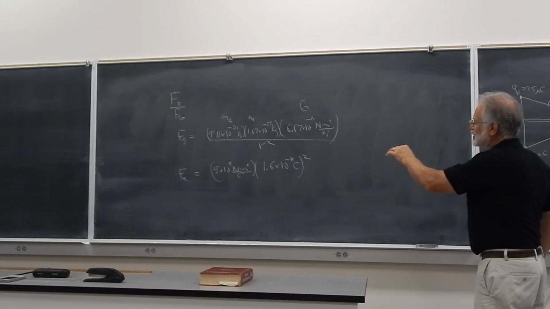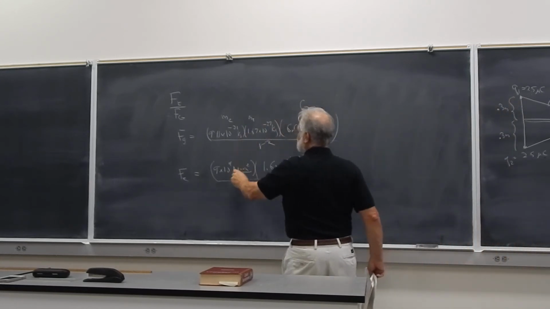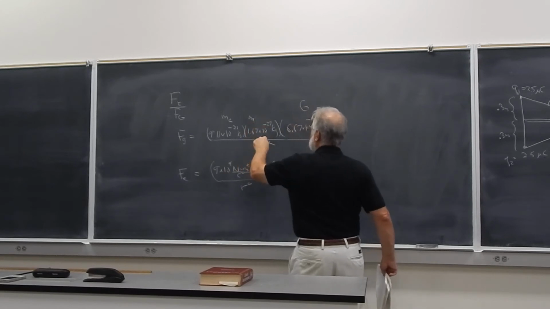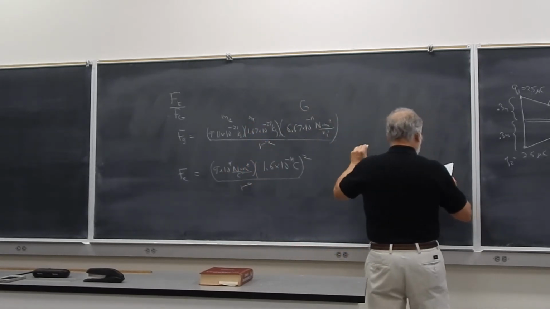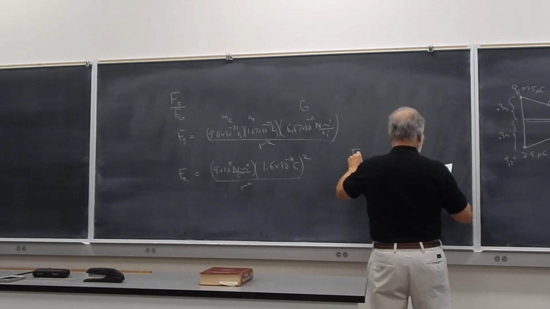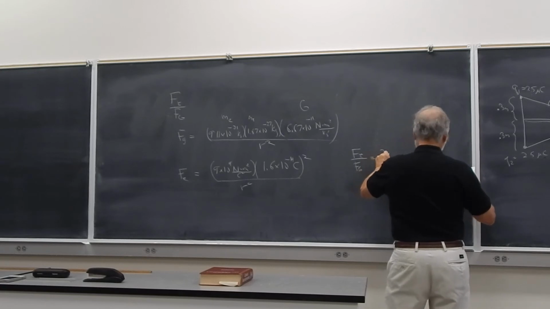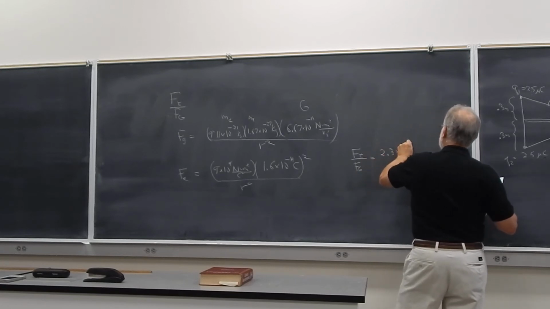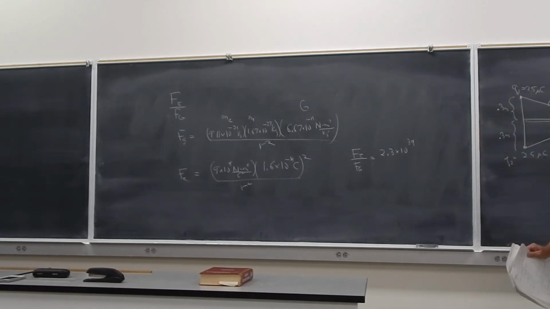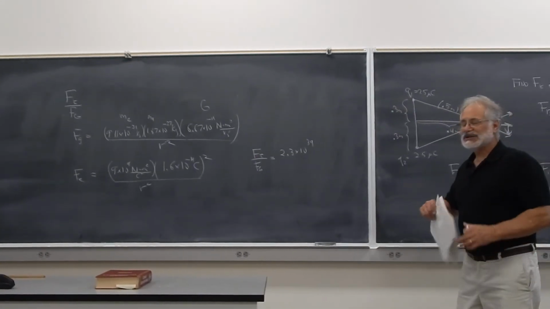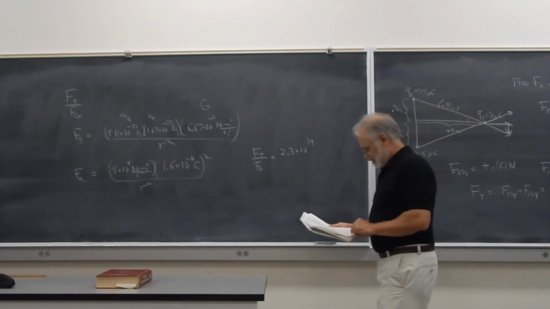If I take the ratio, this is also over r squared. And of course, if I take the ratio Fe to Fg, the r squareds are going to cancel out. And what I'm going to get as a ratio is Fe over Fg is equal to 2.3 times 10 to the 39th. That's an enormous, enormous number. That gives you an indication of how strong the electrostatic force is compared to the gravitational force.